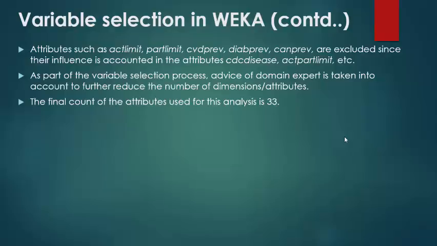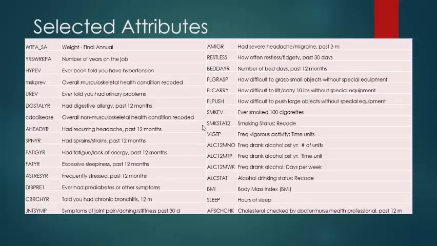Once we run this, we can see all the attributes ranked by the information gain percentages. After selecting the most important attributes for our analysis, we further exclude a few variables such as activity limitation, participation limitation, cardiovascular prevalence attribute, diabetes prevalence attribute, and cancer prevalence attribute, since the influence of these attributes has already been accounted for in the grouped variables, that is, the CDC disease and activity participation limitation attributes. In the variable selection process, we have also taken into account the advice of domain experts and further reduced the number of dimensions and attributes. The final count of the attributes has come down to 33. These are the final list of selected attributes.